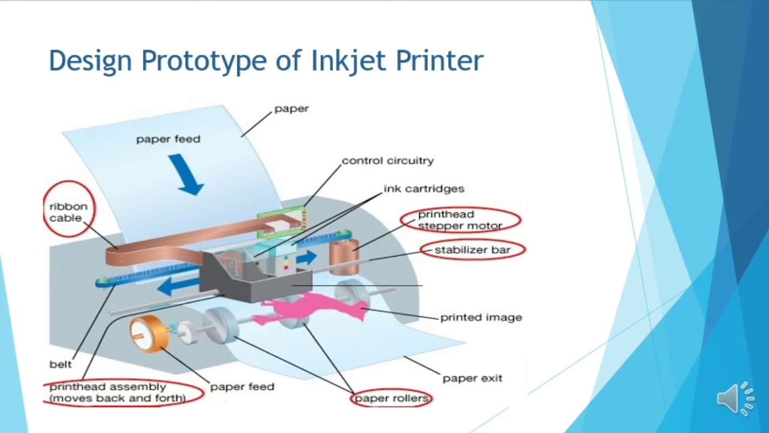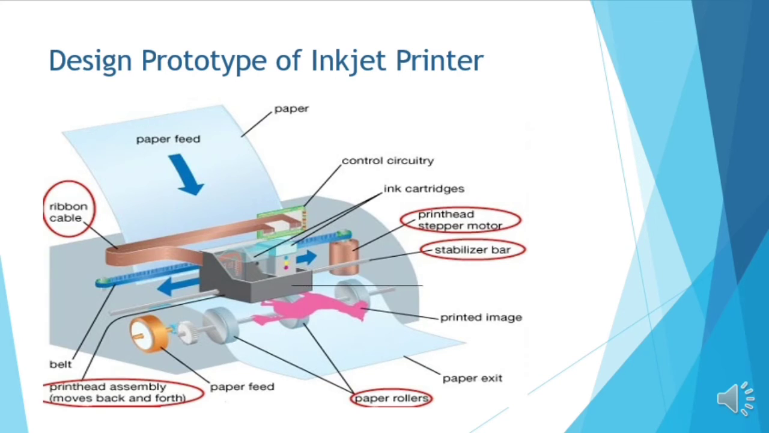And the rollers, their function is to pull paper in from the feeder and advance the paper when the print head assembly is ready for another pass. The stabilizer bar is used to ensure that movement is precise and controlled. The print head stepper motor moves the print head assembly back and forth across the paper. The ink cartridge is where the ink is stored and also supplied.